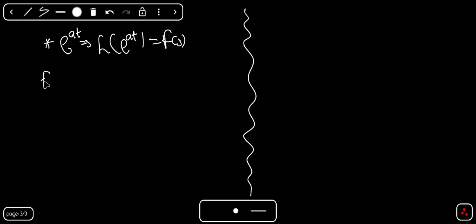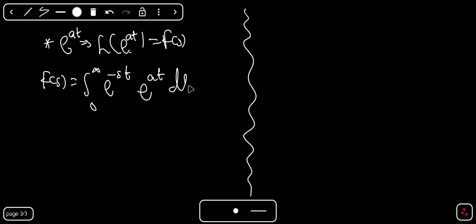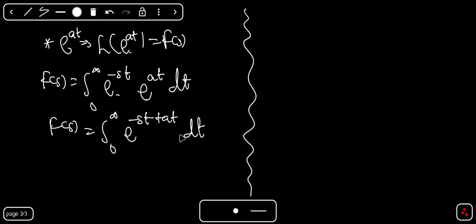The Laplace transform of e raised to the power of at. So how do we find the Laplace transform of e raised to the power of at? Okay, so we can say this is equal to F(s). Then if we do that, we are going to have F(s) is equal to the integral from 0 to infinity of e raised to the power of minus st. Then our f(t) is e raised to the power of at, dt. So we have F(s) equals the integral from 0 to infinity. If you apply the law of indices, that will be e raised to the power of (minus st plus at) dt. So you can factor out t in the exponent.